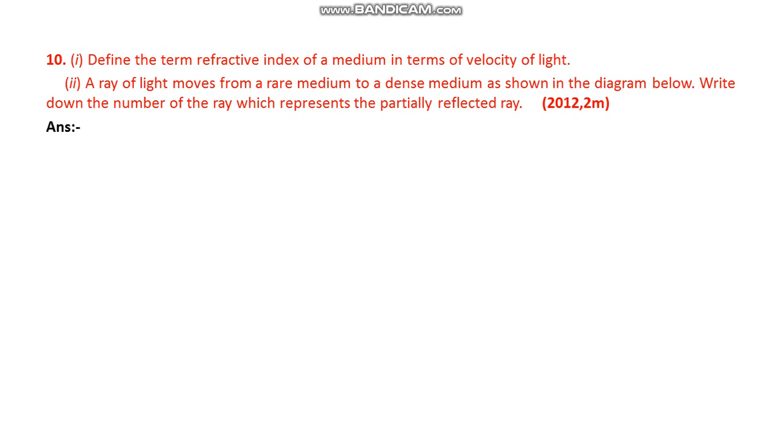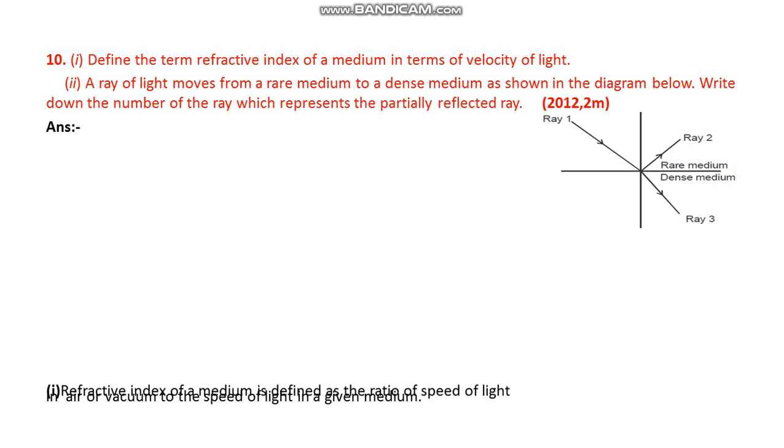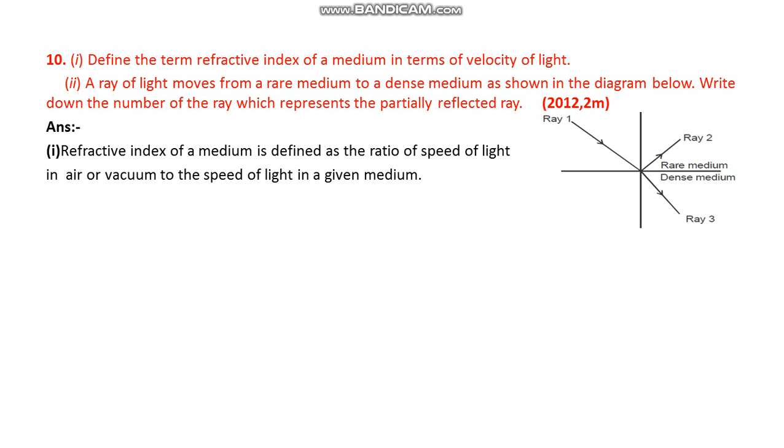Next, define the term refractive index of a medium in terms of velocity of light. Next, a ray of light moves from a rarer medium to a denser medium as shown in the diagram below. Write down the number of the ray which represents the partially reflected ray. So first, define refractive index. Refractive index of a medium is defined as the ratio of the speed of light in air or vacuum to the speed of light in the given medium.